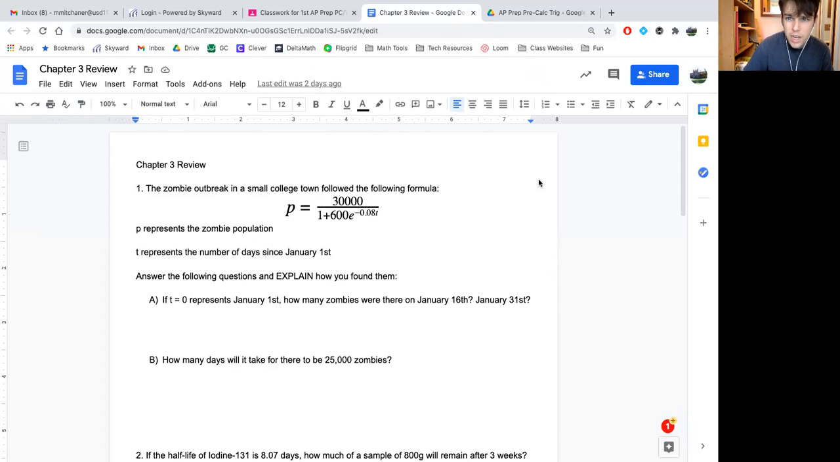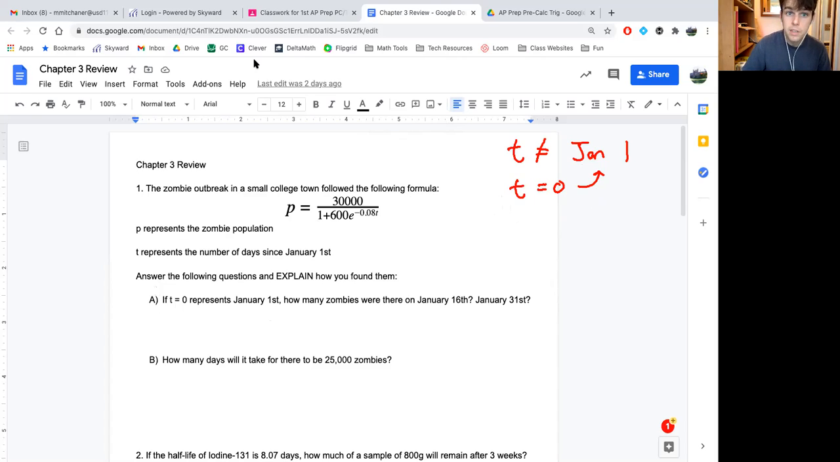That is a bit of a wrinkle. The number of days since January 1st. So T1 would not equal January 1st, because the number of days since January 1st, obviously, would actually make T0 represent January 1st, which is a little bit of a strange concept and makes things line up weird for some of these other answers, but something we need to pay attention to as we're answering these questions. So if T0 represents January 1st, how many zombies were there on January 16th?